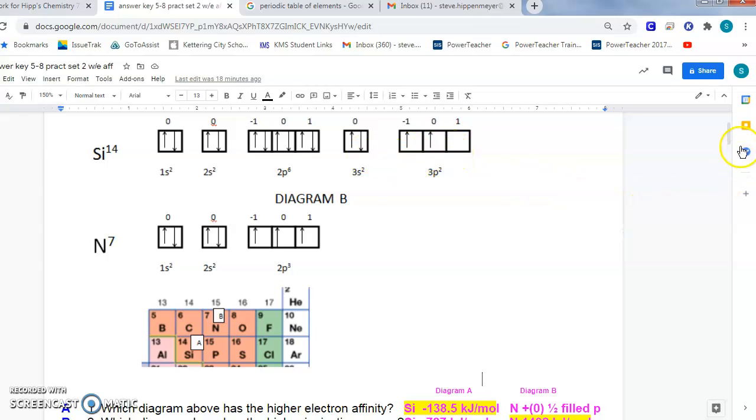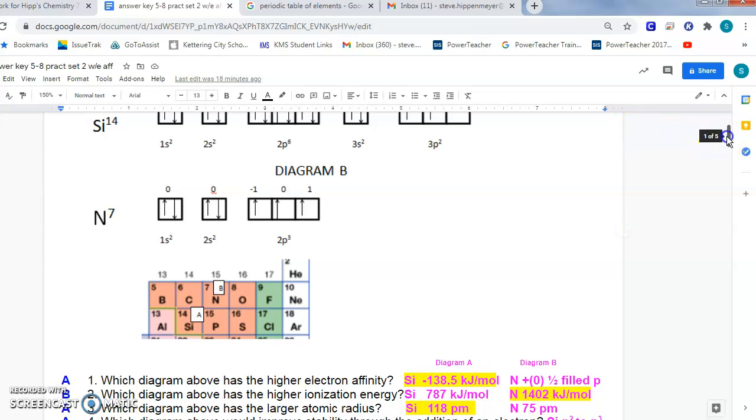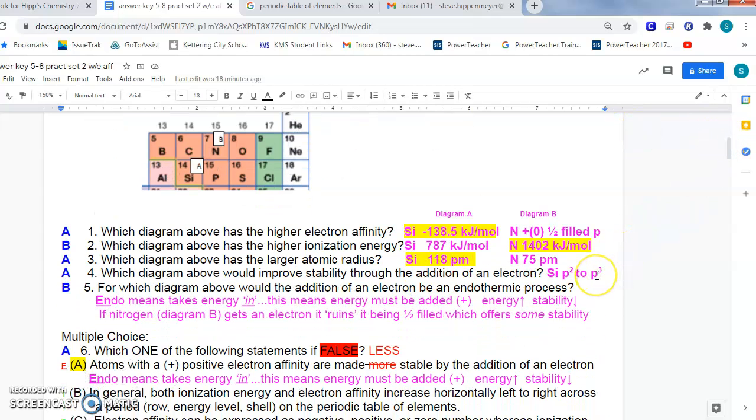The best thing is to have the S full, which takes 2, and the P full, which takes 6. 2 and 6 is 8. That's the octet rule. Having the S and P full is the ultimate goal. But by giving 1 to silicon, we would half fill it. A half-filled P is better than a not half-filled P. Silicon would be made a little more stable.